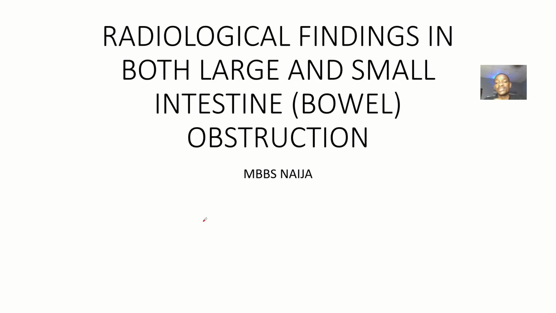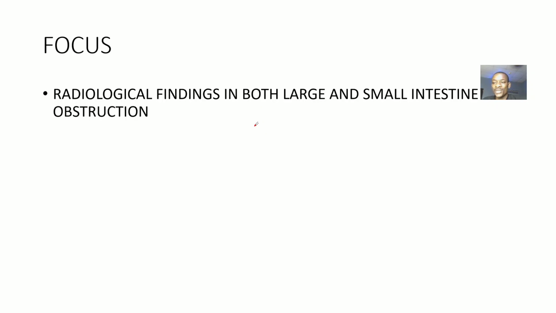One of the golden standards to actually confirm if there's an intestinal obstruction, it could be large intestine or small intestine, is actually to do imaging procedures like X-rays, CT scans, MRI scans, and all those scans, right? So, what are the findings? If you do an X-ray and there's an intestinal obstruction, how can you be able to know that this intestinal obstruction actually exists?